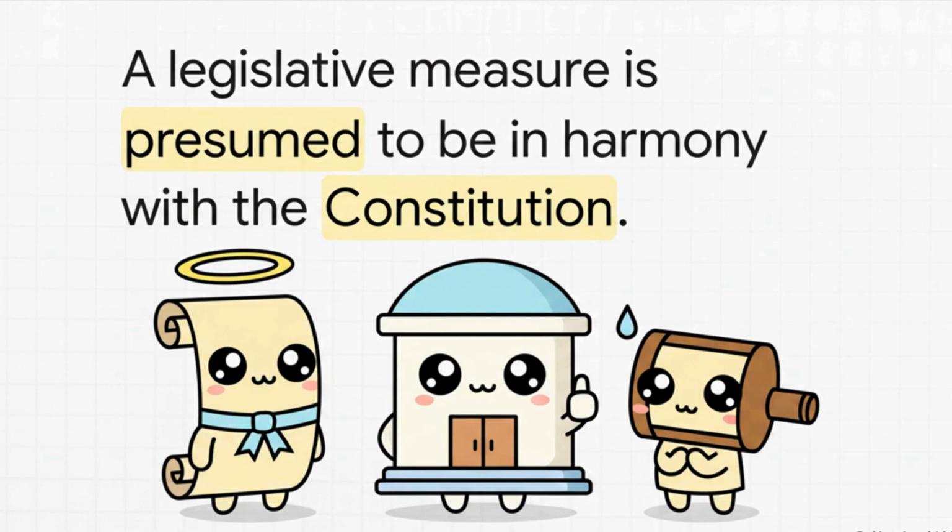And why is that? Because out of respect for their coordinate branch, the legislature, courts must assume that lawmakers are completely conscious of the borders and edges of their plenary powers. They operate under the assumption that the law was passed with full knowledge of the facts to promote the welfare of the majority. So, striking down a law? That is always a measure of absolute last resort.